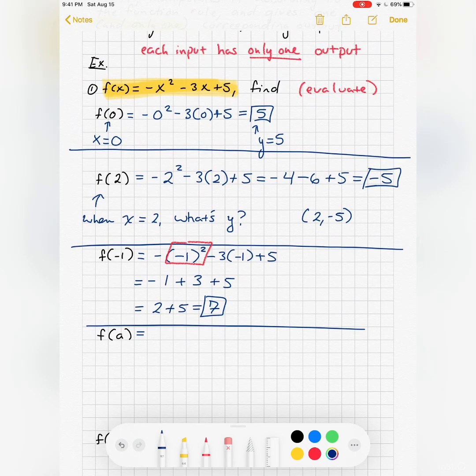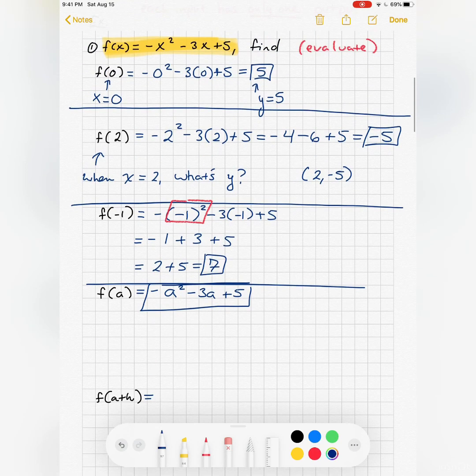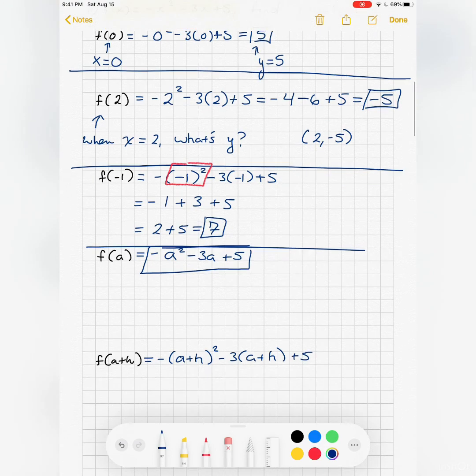F of a, so I mean if I'm plugging a variable in, that means my answer is going to have a variable in it. But oh well, so that's all I can do for that one. But sometimes expressions like this can be helpful for calculus. So now we're going to replace x with a plus h. So I'll have negative a plus h squared minus 3 times a plus h plus 5.